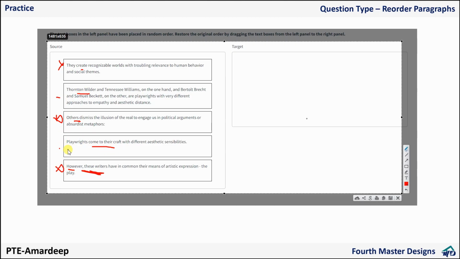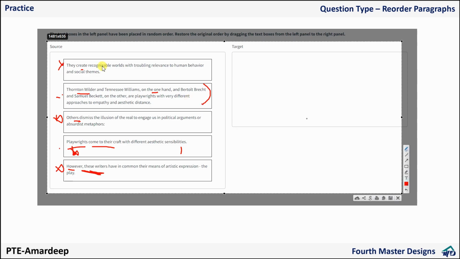"Playwrights come to their craft." This is about playwrights and some names are there. So it looks like this is going to be my start, and this may be after this. I am sure this is my first one. Then after this, let's read. "Playwrights come to their craft with different aesthetic sensibilities. On the one hand, these writers, others dismiss. On the one hand, and on the other, they have approach." So they are talking about two different types of writers here.